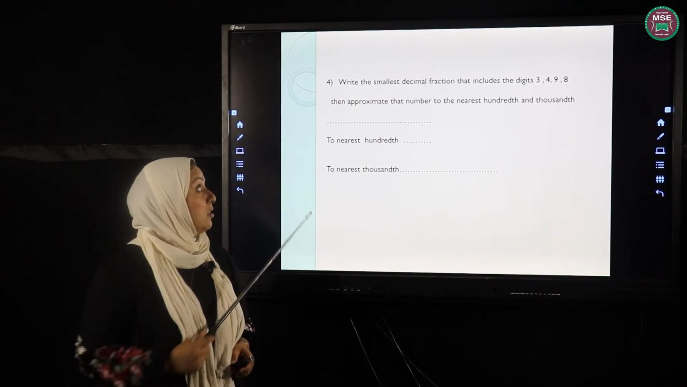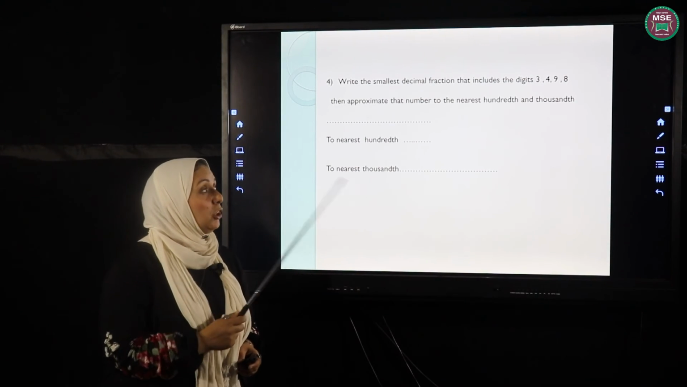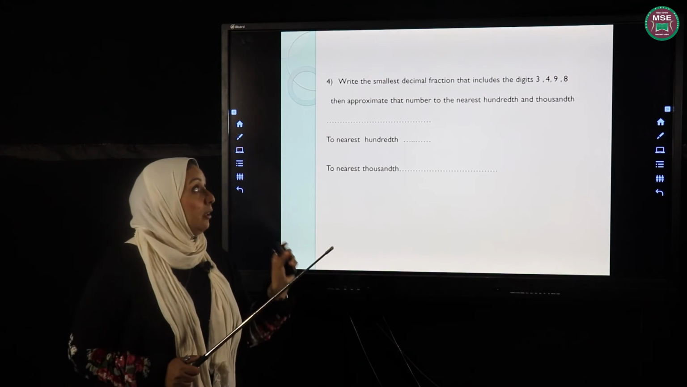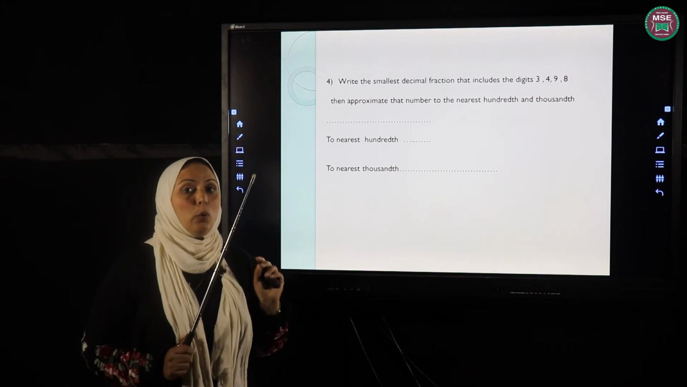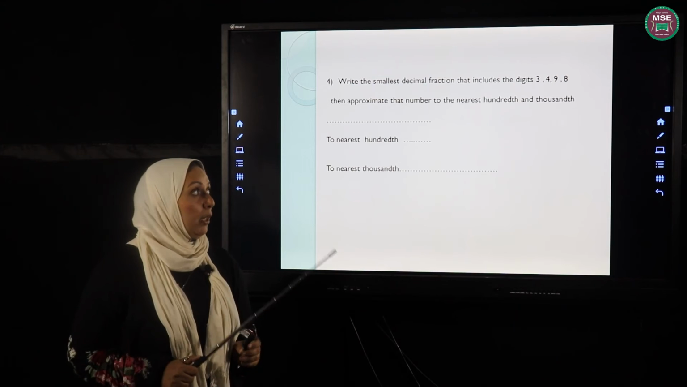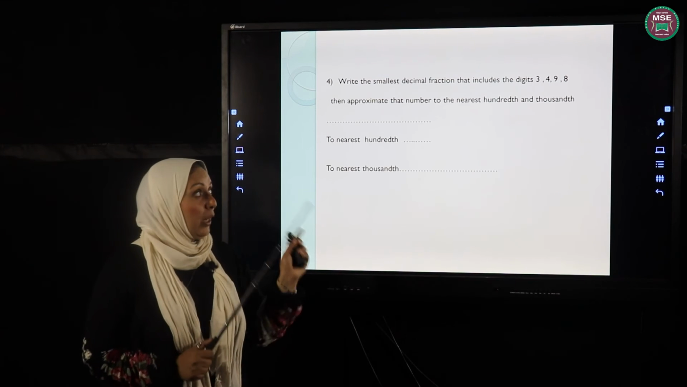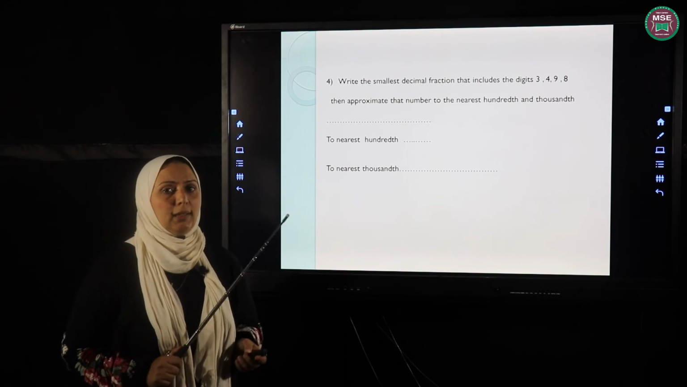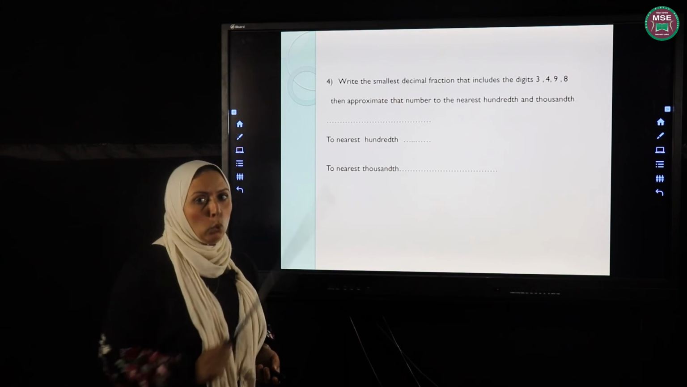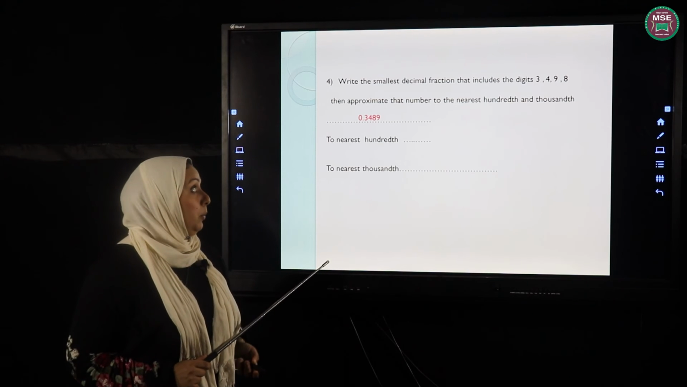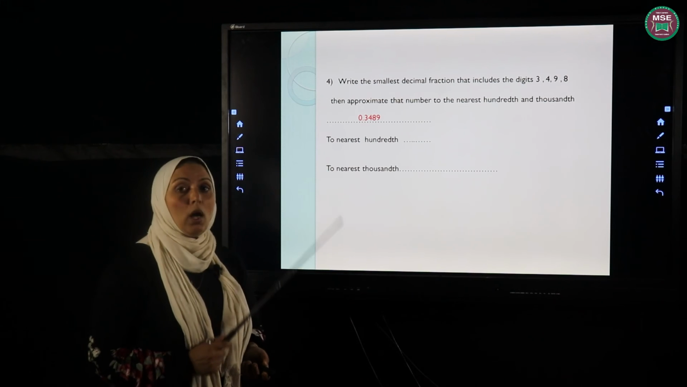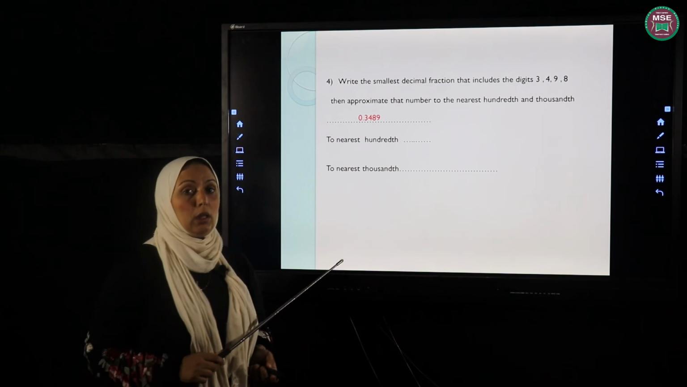Now let's read this example. Write the smallest decimal fraction that includes the digits 3, 4, 9, 8. He said decimal fraction. It means I will write a decimal number. I will put 0 at the whole number, then I will arrange these numbers after the decimal point ascendingly, from the smallest to the greatest, because he wants the smallest decimal fraction. It means the answer will be 0.3489.